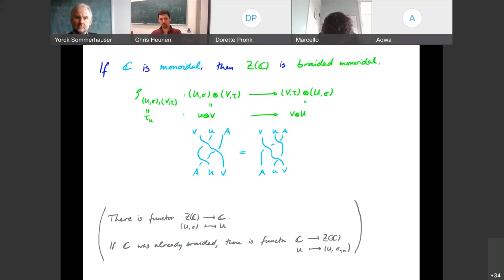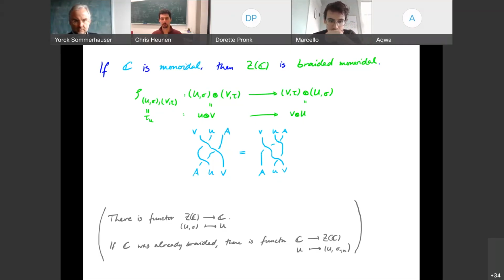But it's not just a category. It's in fact monoidal, and braided monoidal at that. We sort of already saw the monoidal structure, because if I have two half braidings, I know how to put them together. And the tensor unit always has a half braiding on it. So we sort of know what the tensor product on Z of C should be defined as.